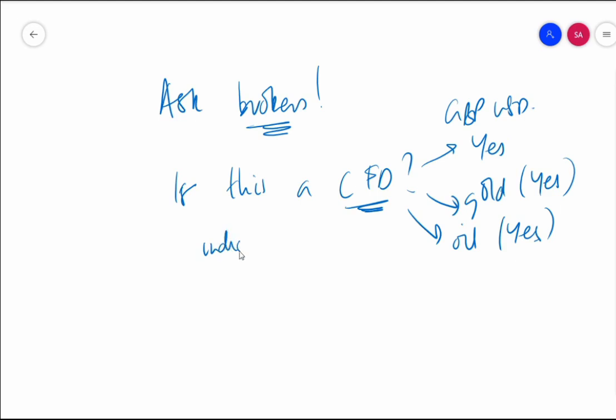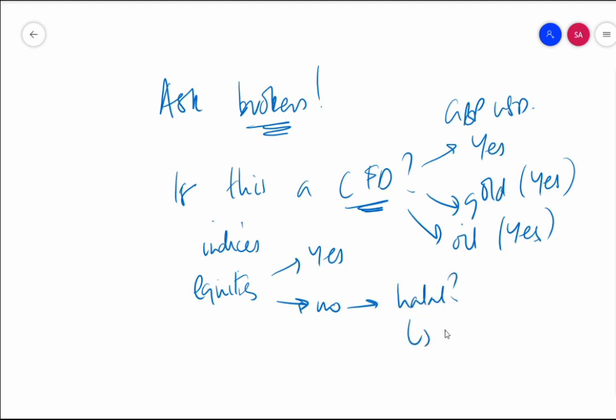Indices will be CFDs pretty much. Equities potentially, so this can be yes or no. It can be a CFD, where you take a position without owning the underlying, and you have leverage and margin and so on. Or you can actually buy the equity. Some brokers let you do this. If you can buy the equity, then it's potentially halal, so then you have to look at screening. It has to pass some kind of screening.